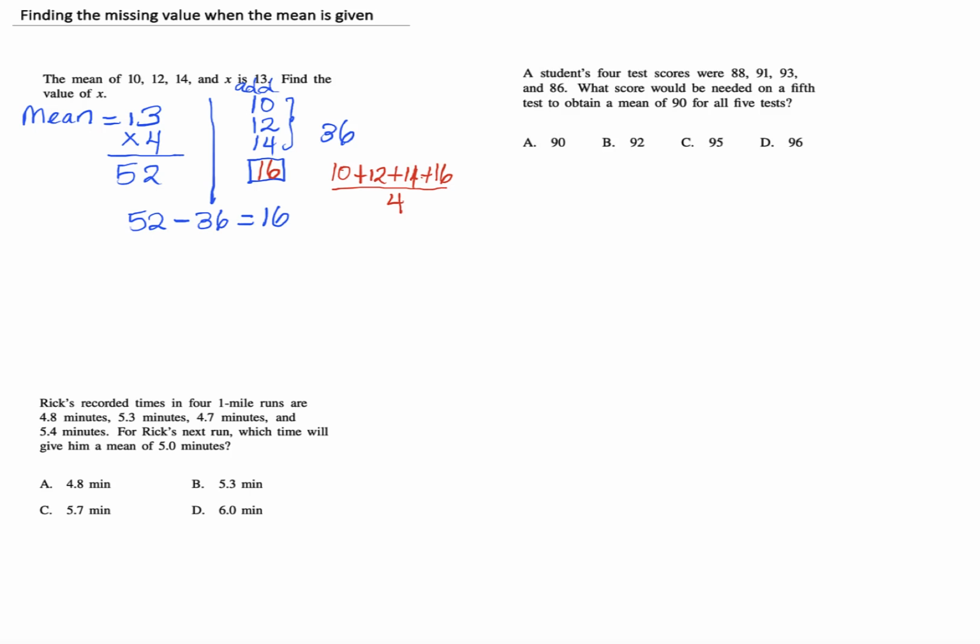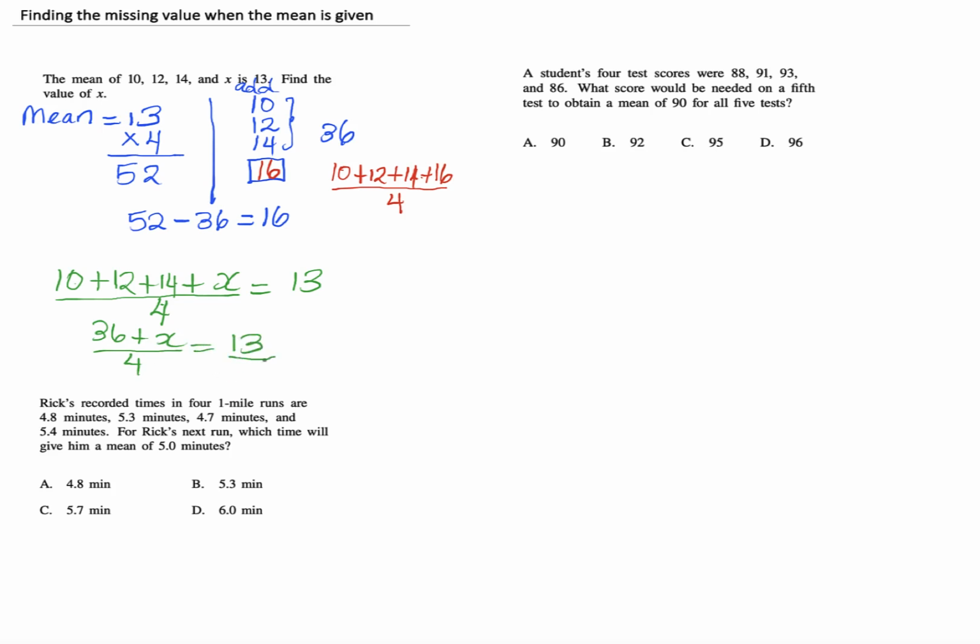Now the algebra way, I'm going to write this in green. For the algebra way, we say, okay, to find the mean, we add all of our numbers. So we add 10, we add 12, we add 14, we're adding x, which we don't know. And when you divide all of that by 4, you're going to get 13. Now I'm looking at my left-hand side and these are a lot of numbers here. So when you add 10, 12, 14, that becomes 36 plus x divided by 4 equals 13.